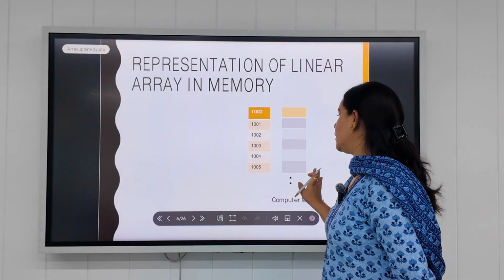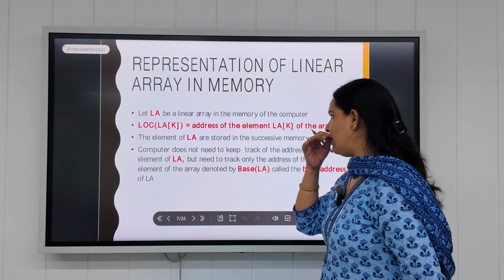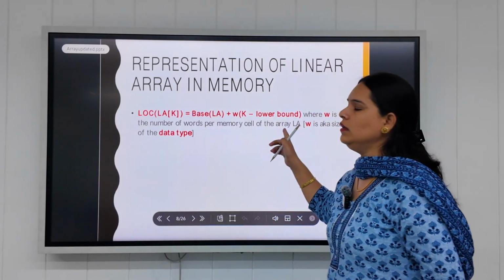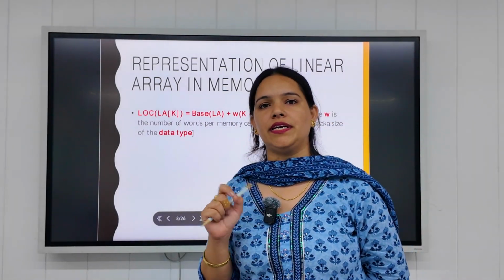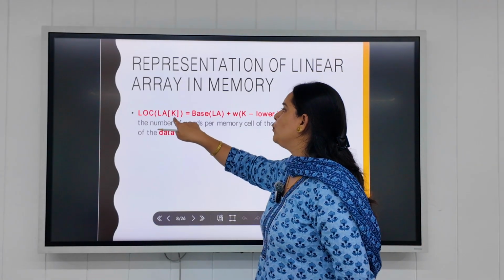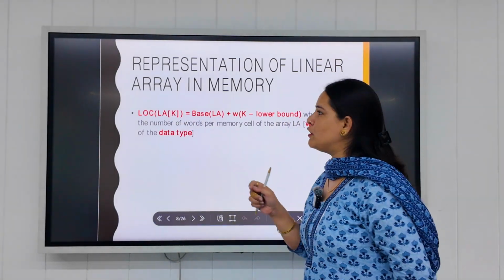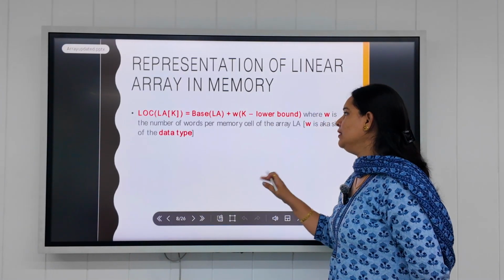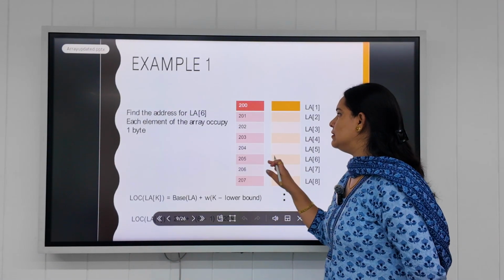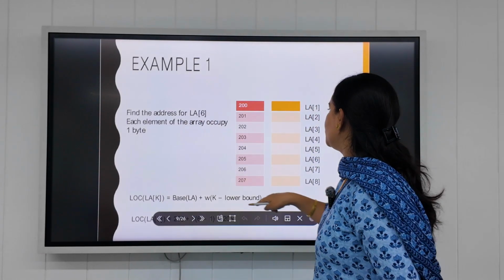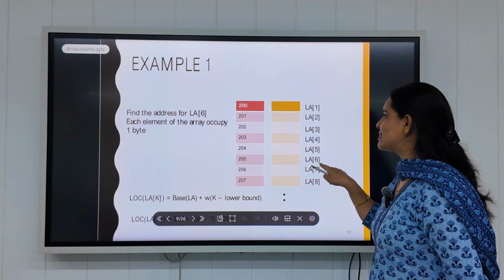of this array. So what we will do, we have this formula to calculate the address. Like if I want to find the address of 2, 3, 4, any specific location, we will follow this and we will come to the conclusion or answer like this. If we want to find the address of location 6, location 6 is this.